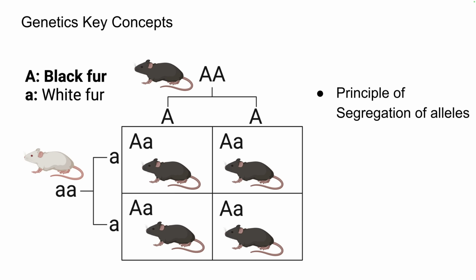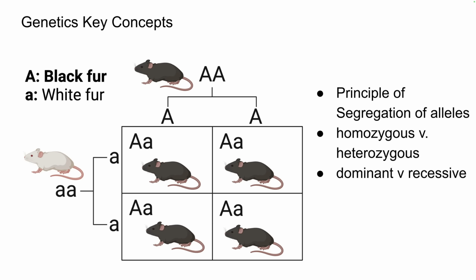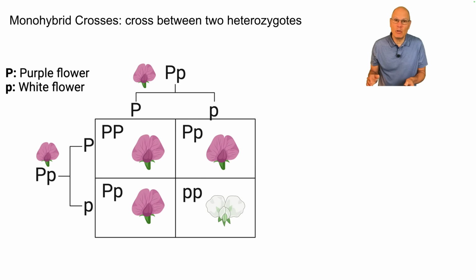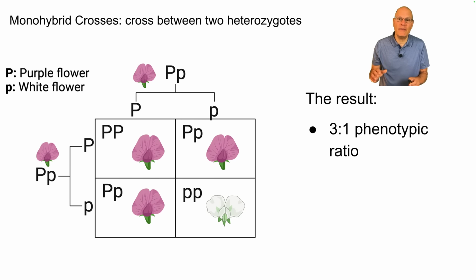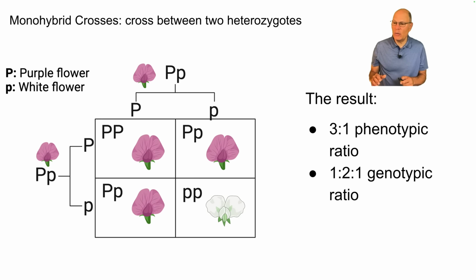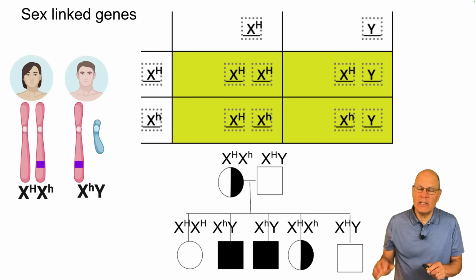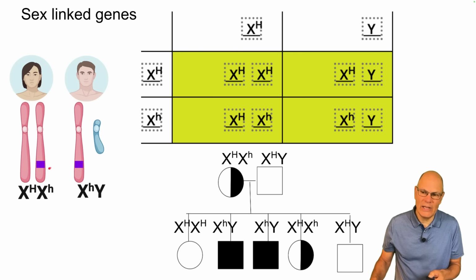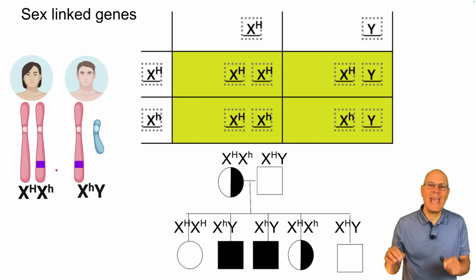Genetics, key concepts. You should know Mendel's principle of segregation of alleles, the difference between homozygous and heterozygous, dominant and recessive, genotype and phenotype. Monohybrid crosses you should easily be able to handle. That's a cross between two heterozygotes, and you can expect a 3-to-1 ratio in terms of the phenotype and a 1-to-2-to-1 ratio in terms of the genotype. Sex-linked genes involve genes that are on the X chromosome, so they're not passed on by the father, they're passed on by the mother, who has the allele on one or both of her X chromosomes. Males can't be heterozygous.